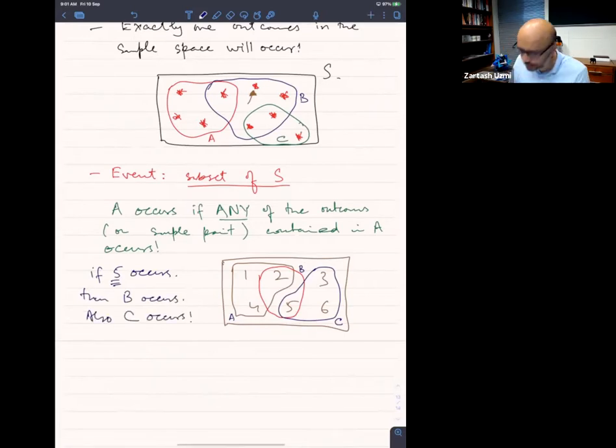Now this is interesting to know कि आउटकम तो हमने कहा था कि एक ही आएगी एग्जैक्टली, एक से ज्यादा नहीं आ सकती, लेकिन इवेंट्स एक से ज्यादा आकर कर सकते हैं. B देखें 5 अगर आता है तो B भी अकर कर रहा है और C भी अकर कर रहा है. व्हाई? बिकॉज both of these events they contain this point. ठीक है?